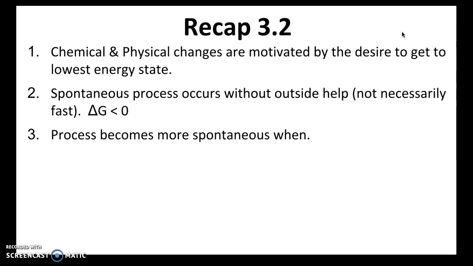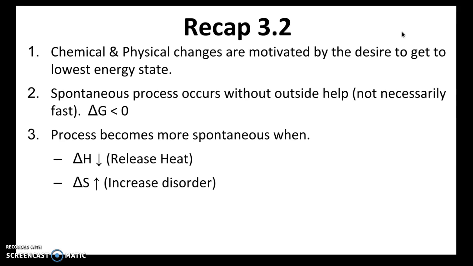We also learned about cases where a reaction becomes more spontaneous, and there are two cases. Either the reaction can release heat, which is a delta H being negative, or it can increase disorder, which is delta S, entropy, being positive. So in both cases, we can increase the spontaneity.